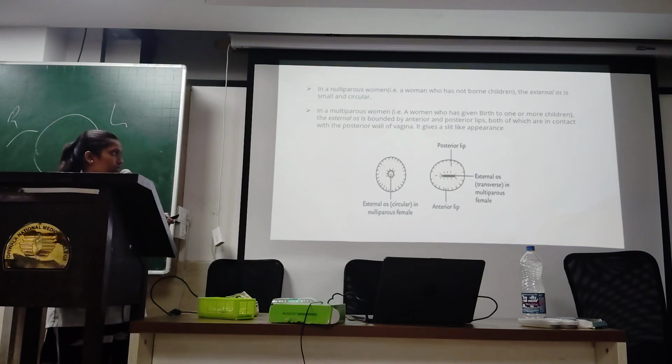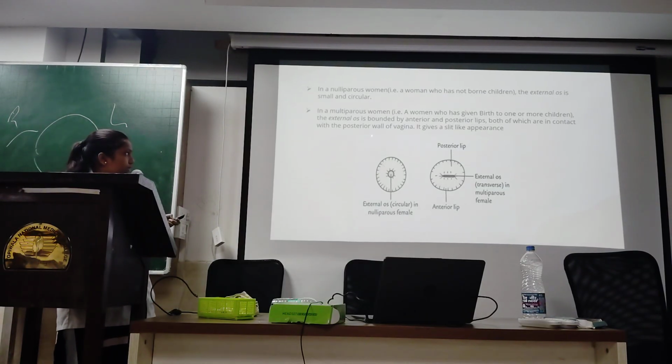In a nulliparous woman, this external os is small and circular, and in a multiparous woman, it is bounded by anterior and posterior lips, which are in contact with the posterior wall of the vagina, and it gives a slit-like appearance.